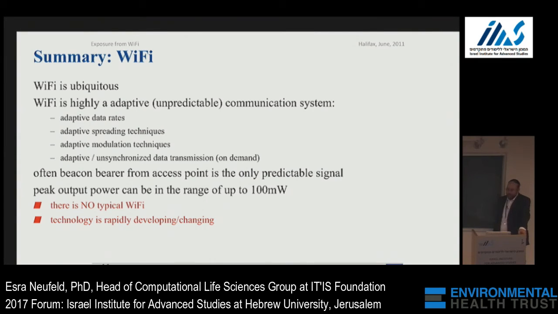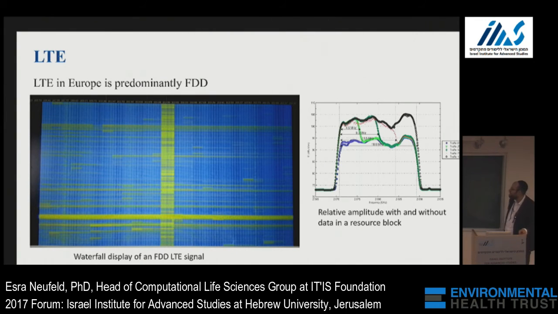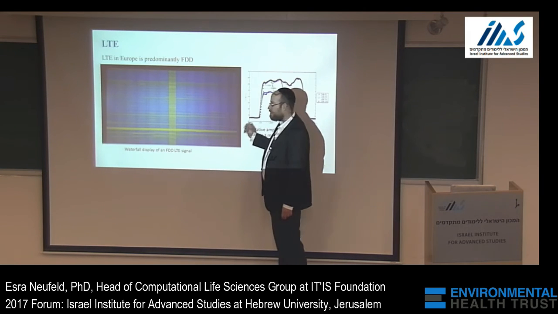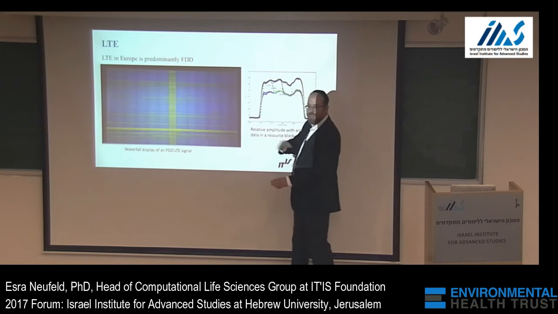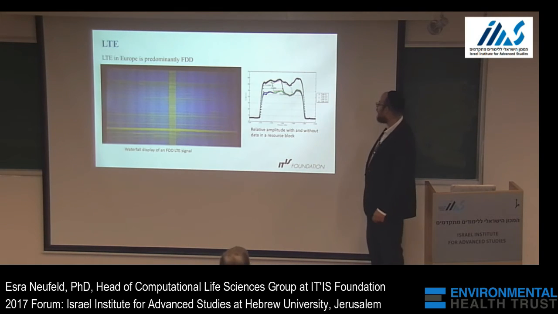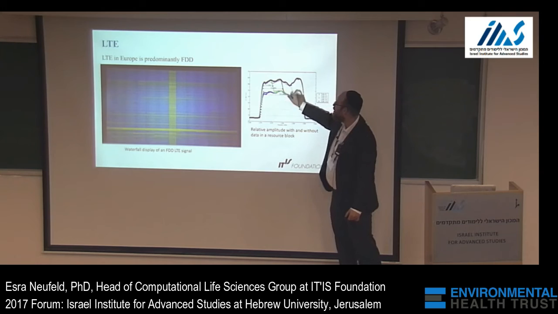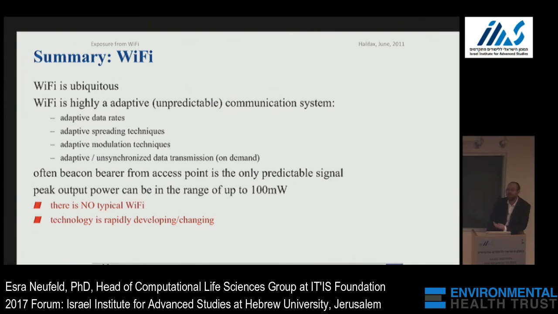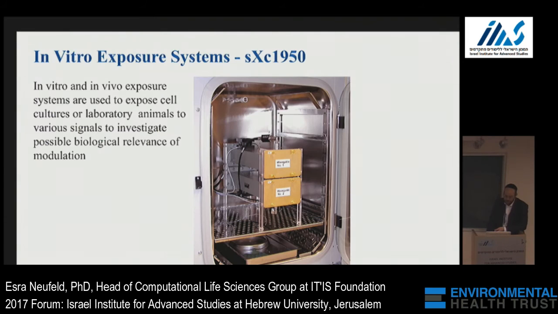So in summary, Wi-Fi is ubiquitous. It's highly adaptive. You see here, for example, a waterfall display of communication. There are some things like beacons that continue all the time, and somebody was transmitting some big data block, and then there is some talk, and that gets allocated between different frequencies and different times, dynamically changing the bandwidth of the frequency that is used. So Wi-Fi is a technology that is rapidly evolving. There is no typical Wi-Fi. The power can be important in a room, 100 milliwatts can occur, and the technology is changing all the time.